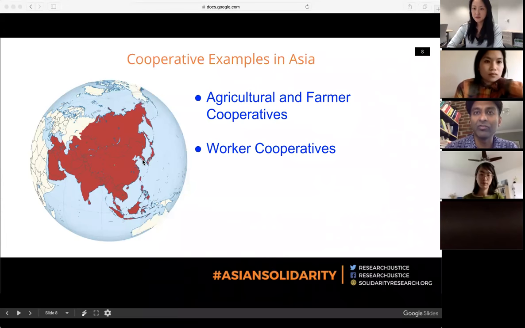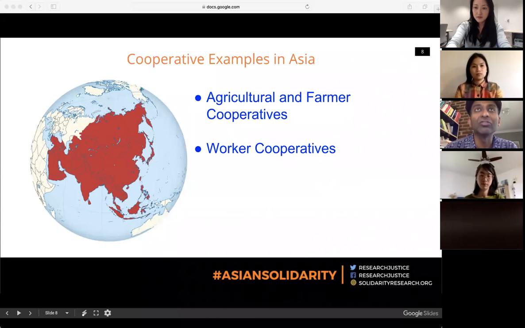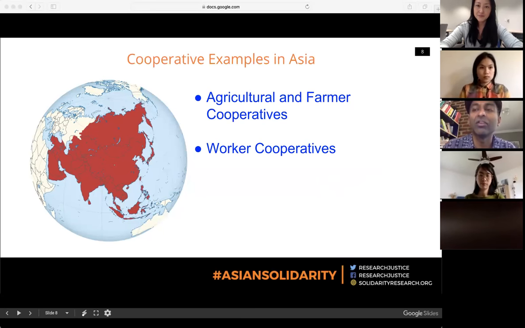The notion of cooperativism is one that, I like to say, humans wouldn't exist without. Traditional societies and communities around the world have had examples of cooperatives in many, many ways. And so really briefly, just for some context in terms of Asia, farmer cooperatives and farmer credit unions are extensive and commonly known in many communities throughout Asia.